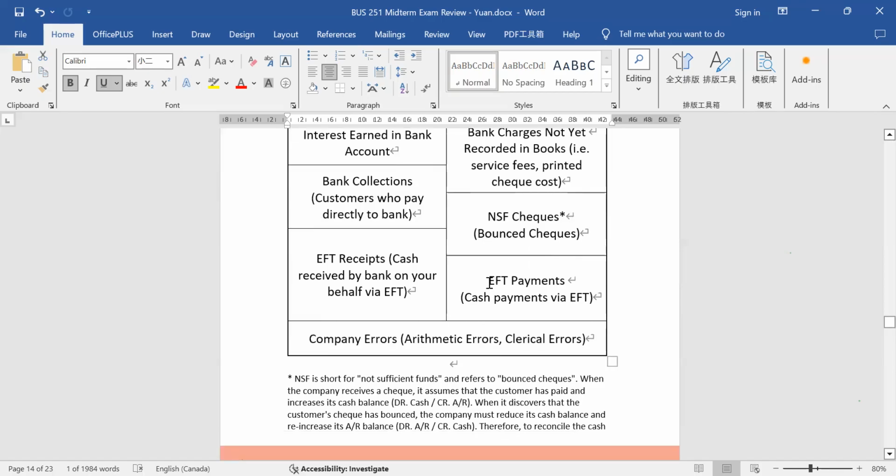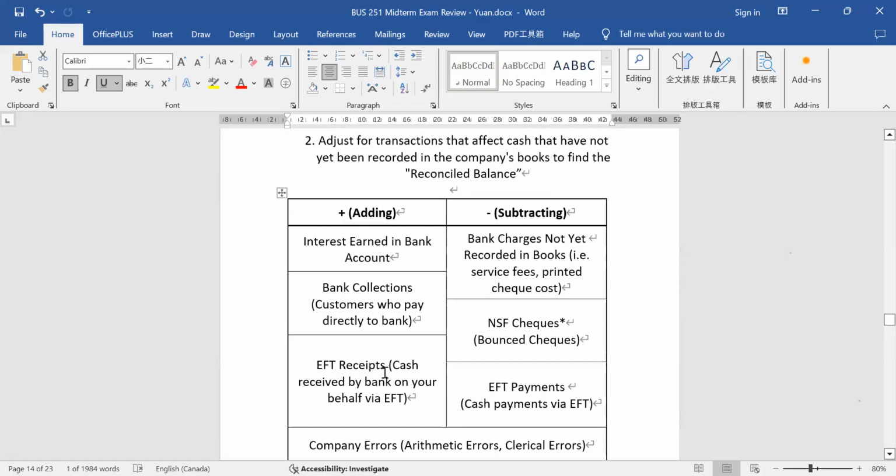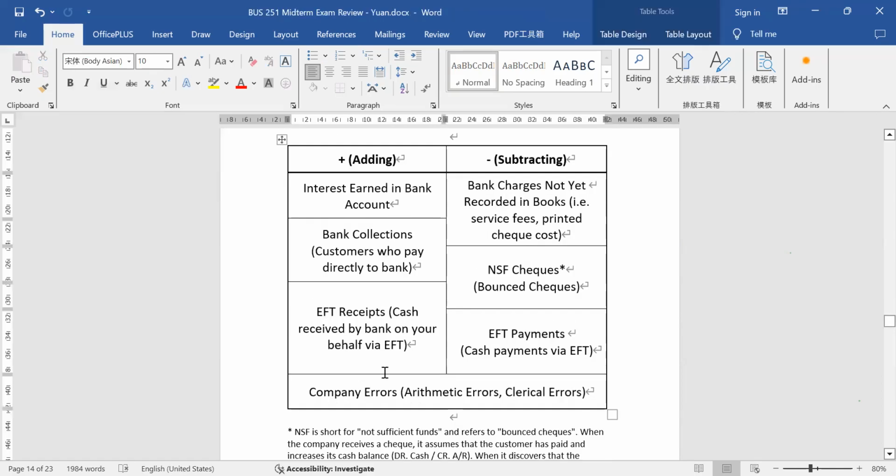And also EFT payments. What is EFT? It is electronic funds transfer, right? So when you receive money from the bank on your behalf via EFT, you have to add this. And when you have EFT payments, you have to subtract this, right? This is some of the cash payment via EFT.